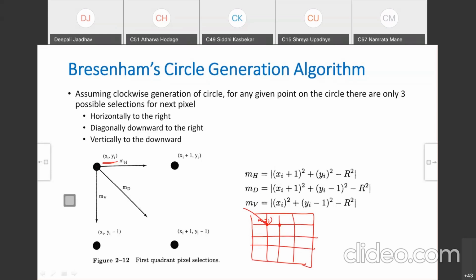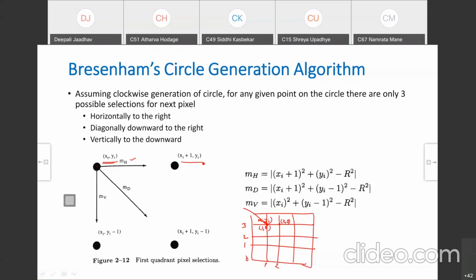It is horizontal. We call it MH. If we consider this point, what is the value of xi and yi? X is increased by 1, correct? It is 1, it is 2. So x is increased by 1 while y remains as it is. This point is 2 and 3, and suppose this is 1 and 3. So if the horizontal point is selected, then x is increased by 1 and y remains as it is. So it is xi plus 1 and yi.